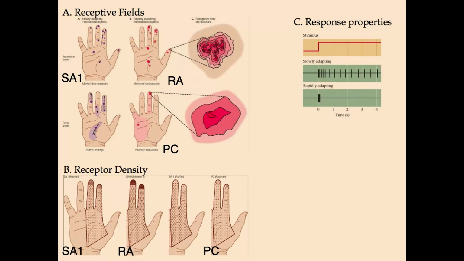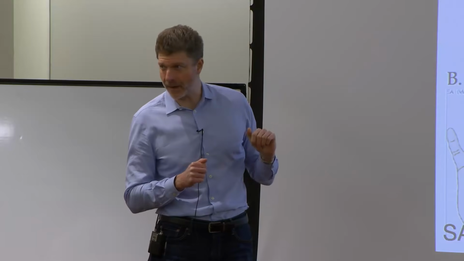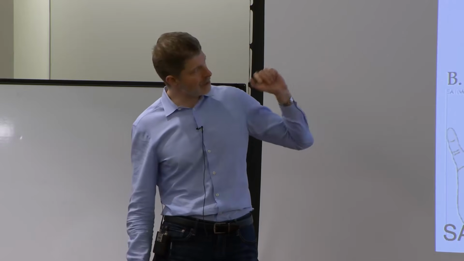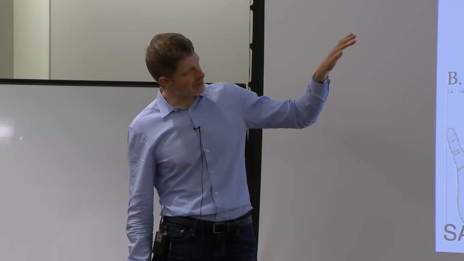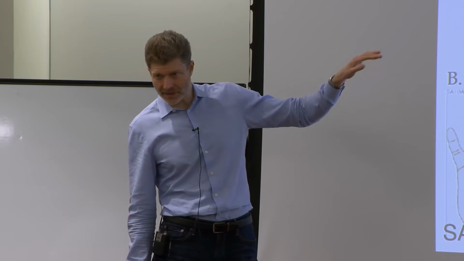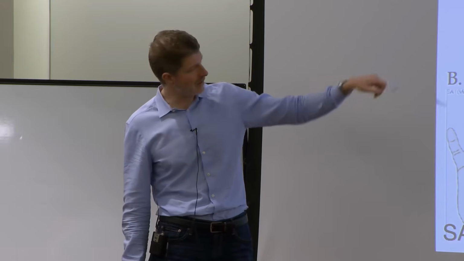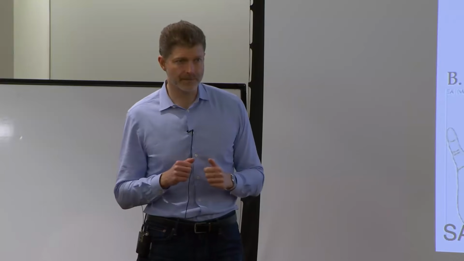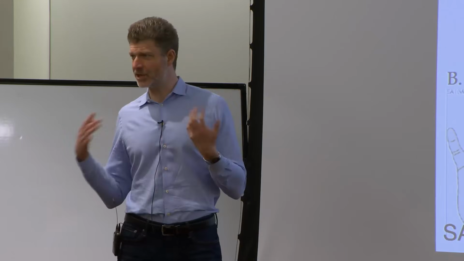The two graphs below that show the response of a slowly adapting receptor and a rapidly adapting receptor. The vertical lines indicate spikes. The point is that with this fixed pressure stimulus, the slowly adapting receptor responds a lot, and the response decreases somewhat, but it continues constantly. Whereas with the rapidly adapting ones, the response goes away very, very quickly. So they mostly signal changes in pressure.